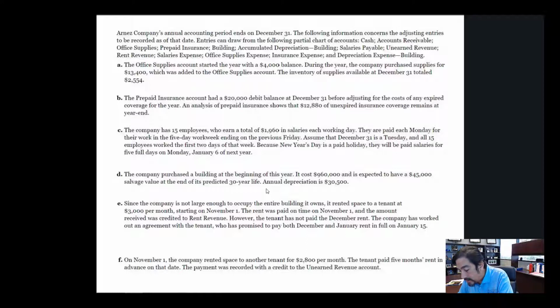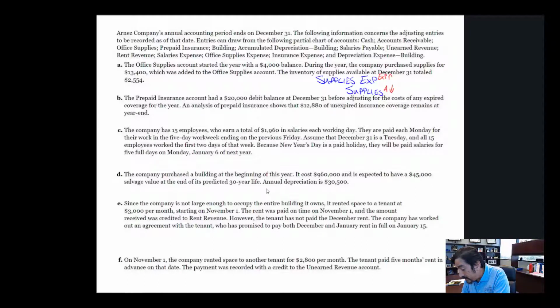So that journal entry is going to be a debit to supplies expense, and a credit to supplies, or office supplies in this case, same thing. Supplies expense is an expense account that we're increasing. We do that with a debit. And supplies is an asset account that we're decreasing, so we do that with a credit.